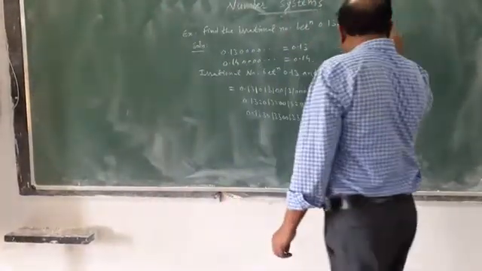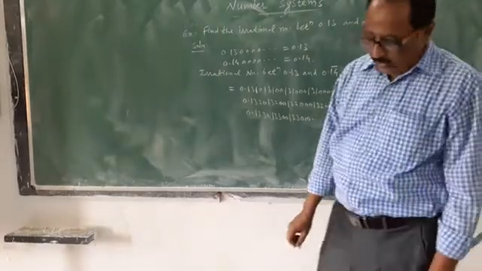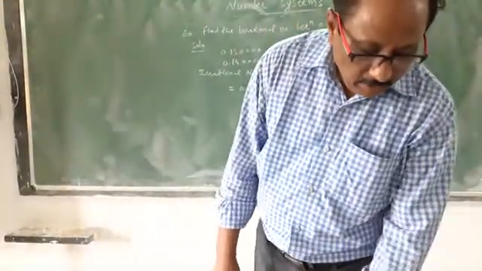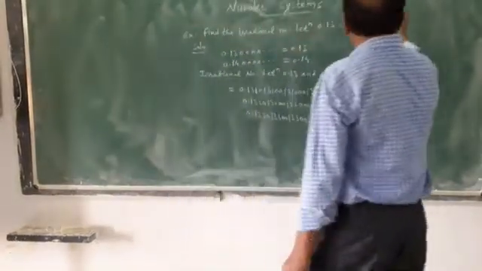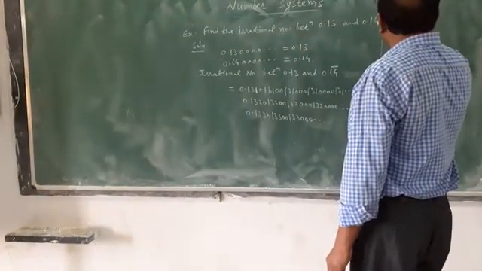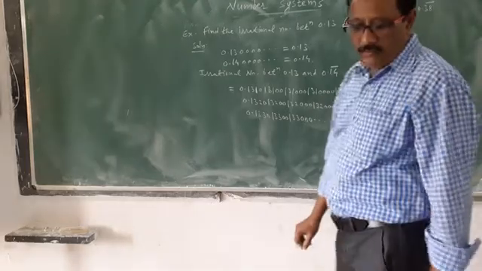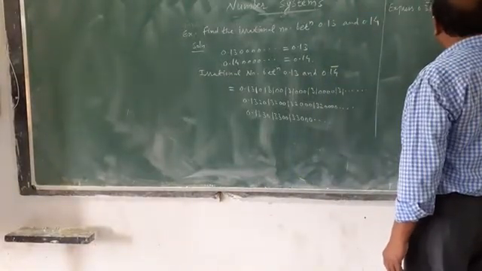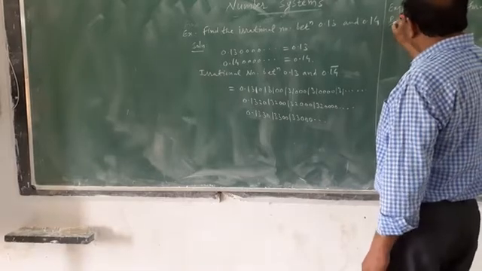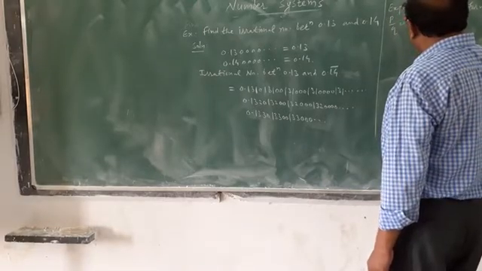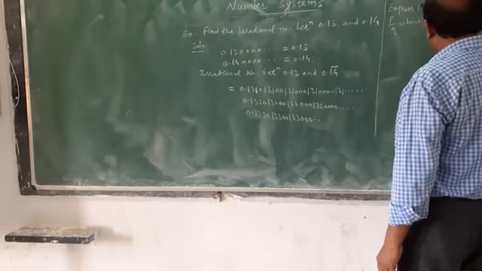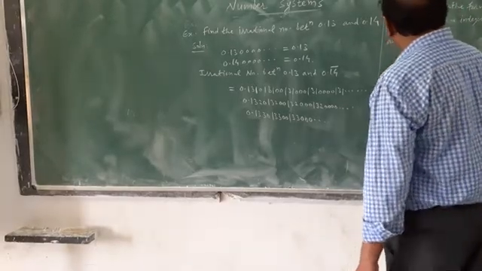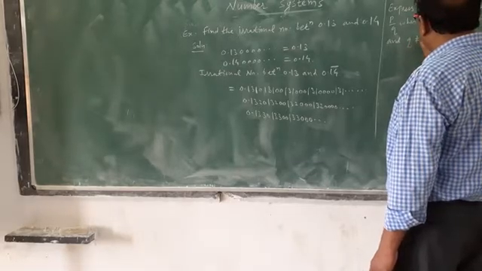Then next example. Express 0.38 bar in the form P upon Q, where P and Q are integers and Q is not equal to 0.